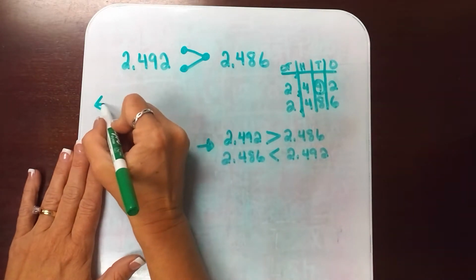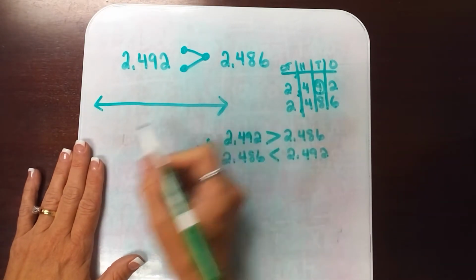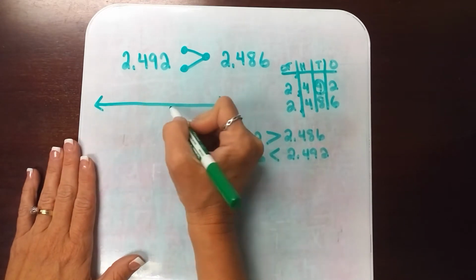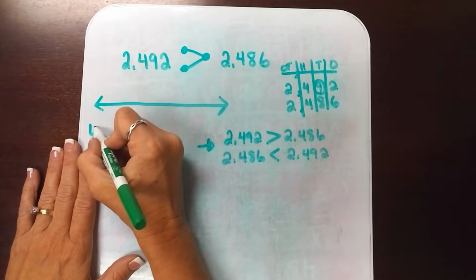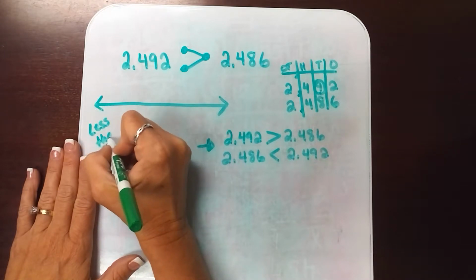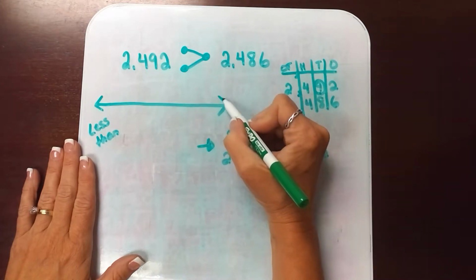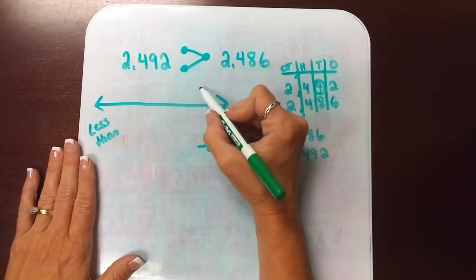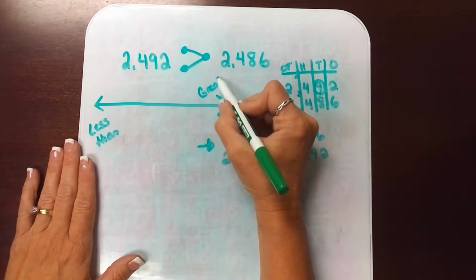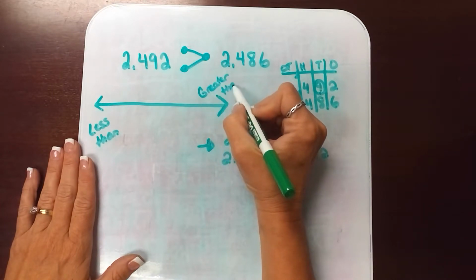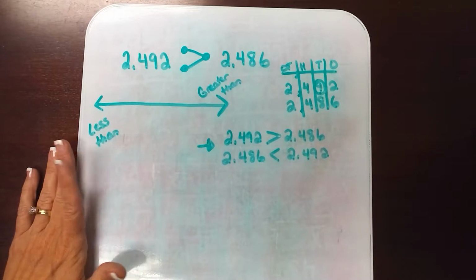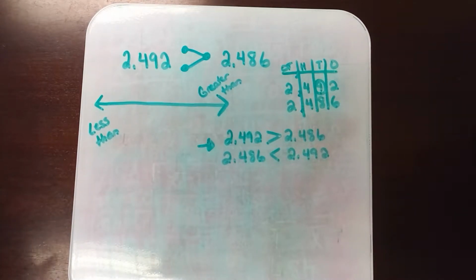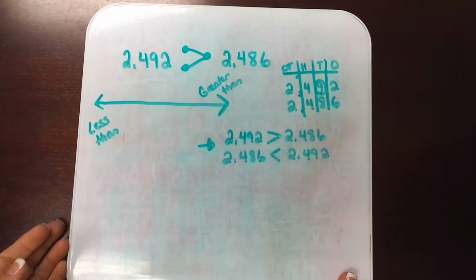I also want you to think about a number line. Numbers on a number line get smaller when we go to the left, so this represents less than. Numbers get larger on a number line when we go to the right, so this means greater than. Okay? So think about those two things. Those two will help students to think about and understand which symbol it is that they need to use.